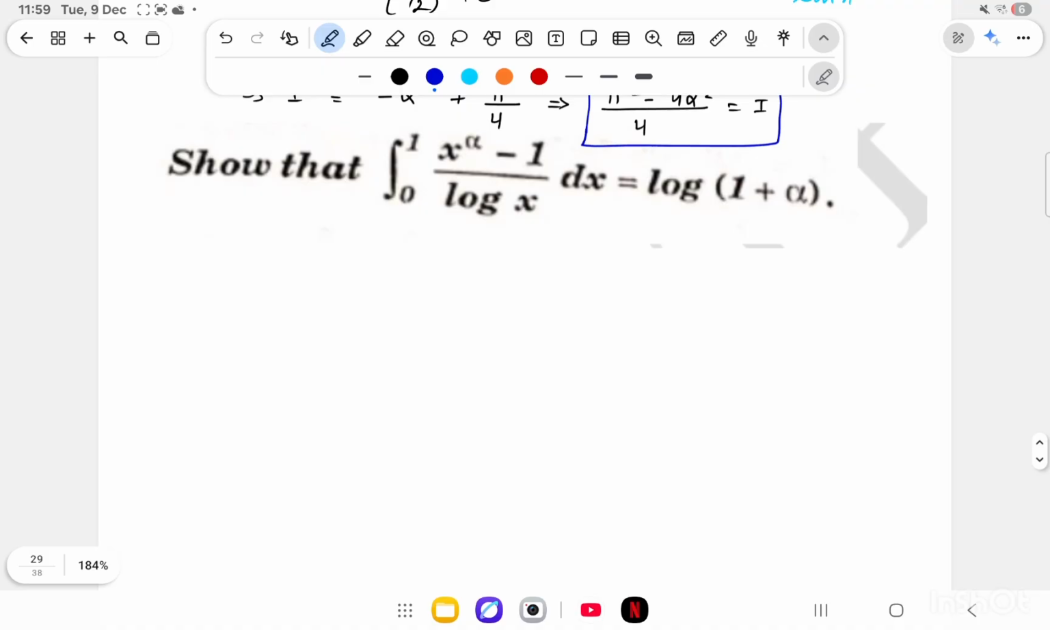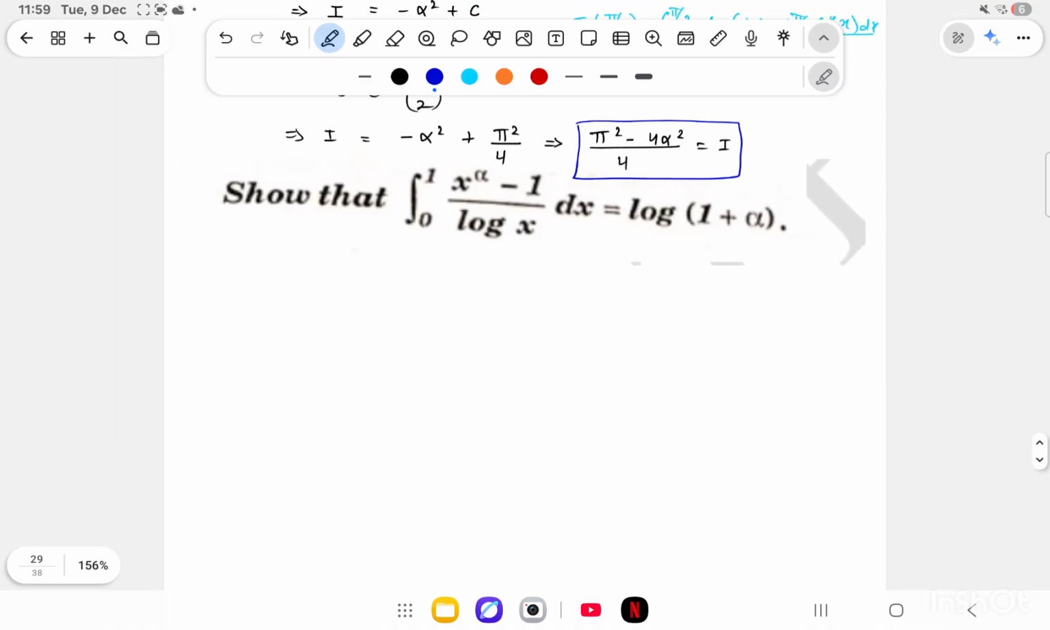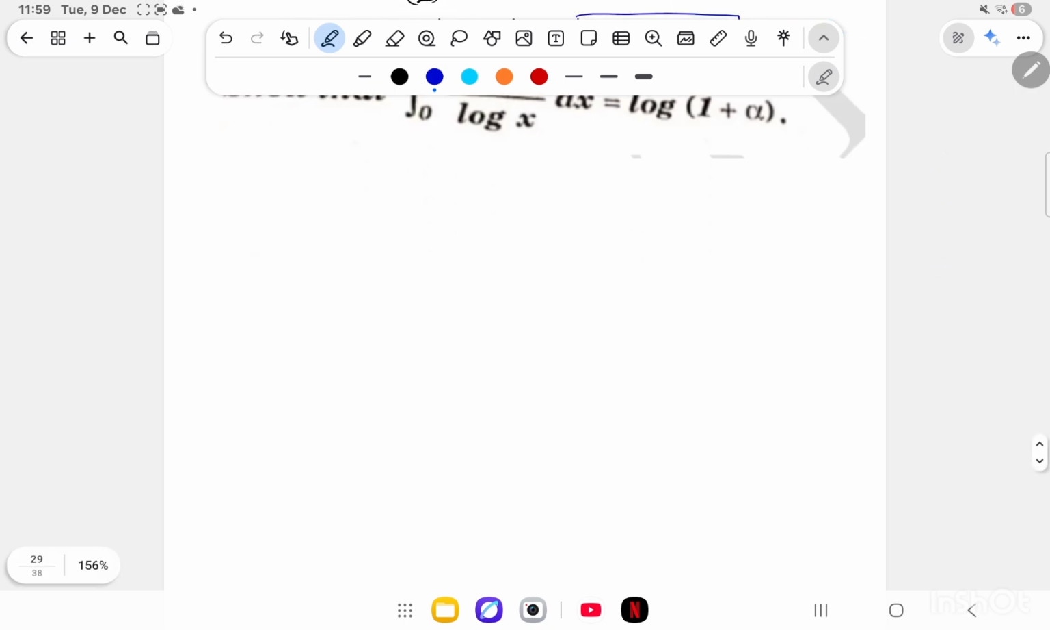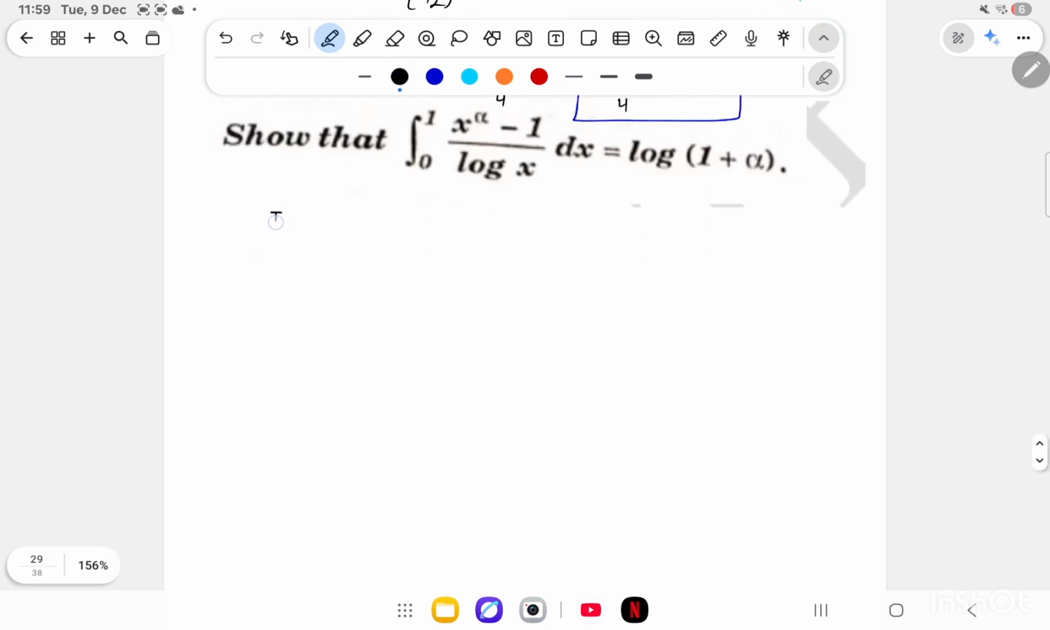So the third question asks us to show that the integral of (x^alpha - 1) divided by log x dx, from 0 to 1, is equal to log(1 + alpha). Again we'll resort to using the Leibniz rule. Let's name it I of alpha, the integration from 0 to 1 of (x^alpha - 1) divided by log x dx.